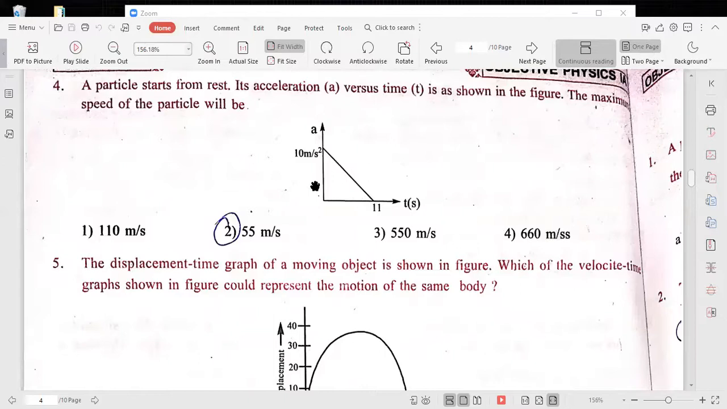Next, fourth problem. A particle starts from rest. Its acceleration versus time is shown in the figure. The maximum speed of the particle will be dash. You see the fourth problem. All of you see the board.